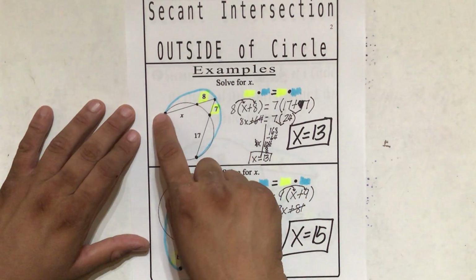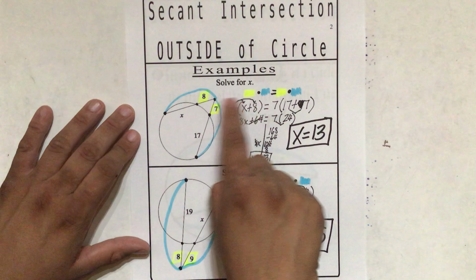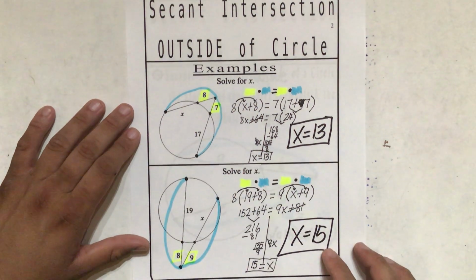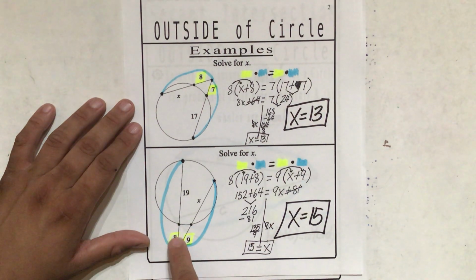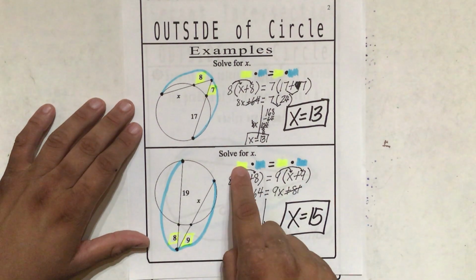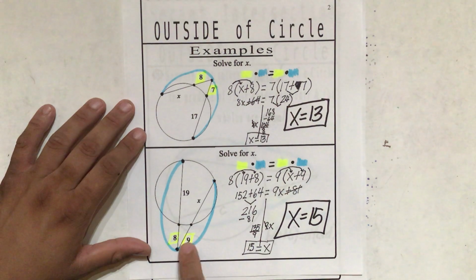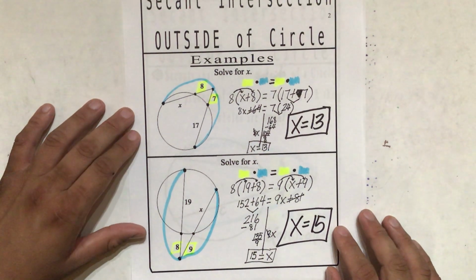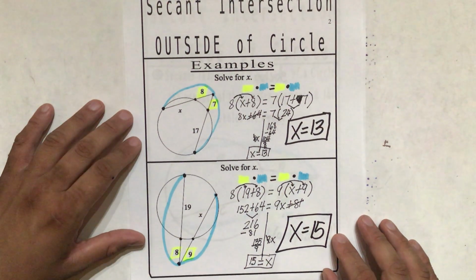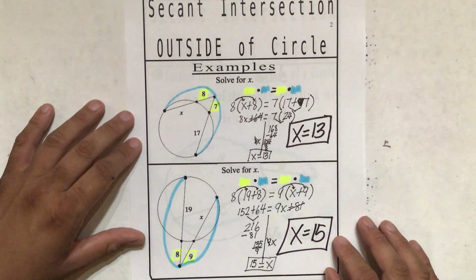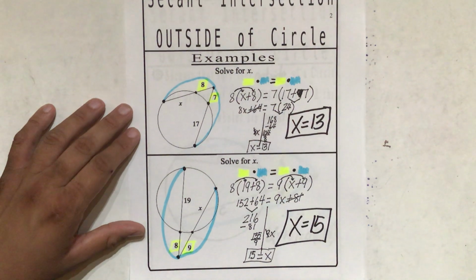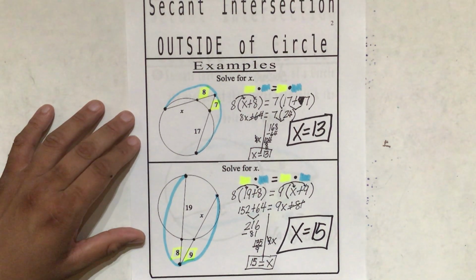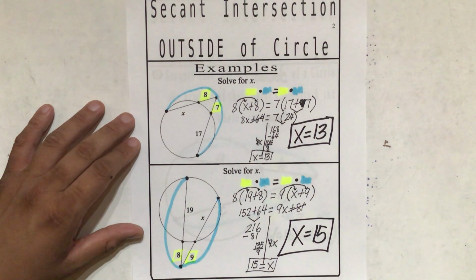The outside times the whole thing, yellow times blue. And on this one, the outside times the whole thing, yellow times blue, is equal to the outside times the whole thing, okay? Watch the video several times if you need to, okay? But I promise if you follow the steps, you will understand how to solve these problems.